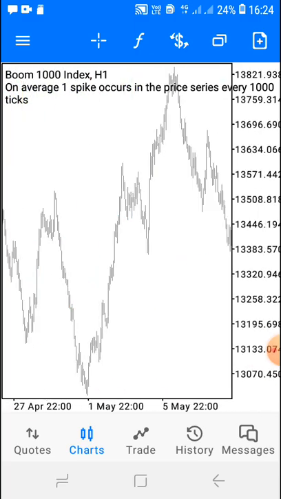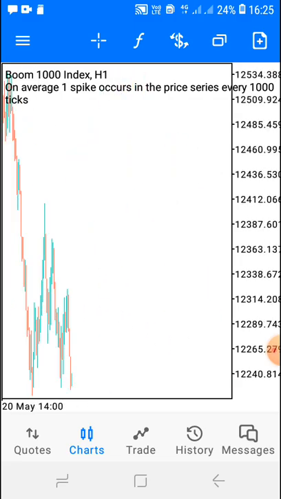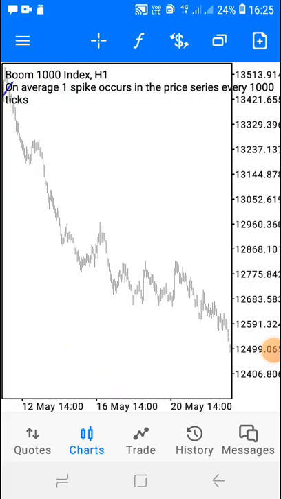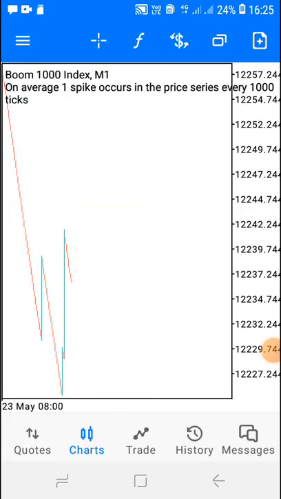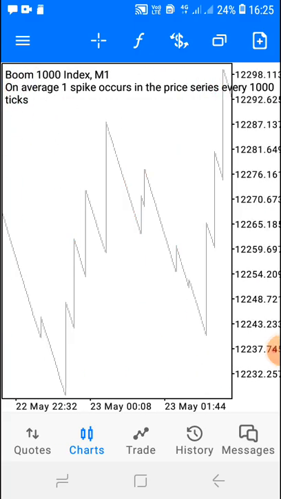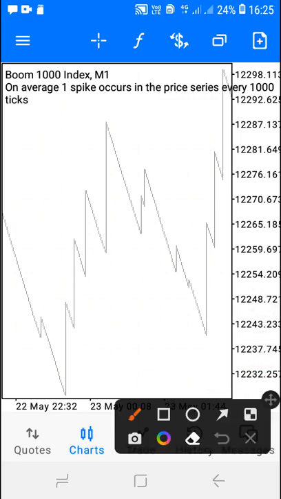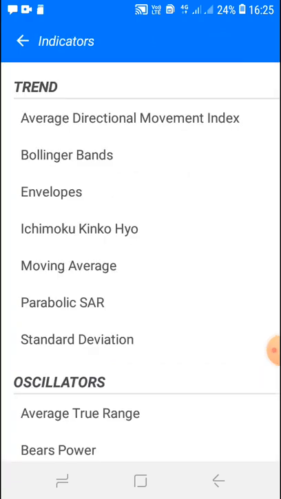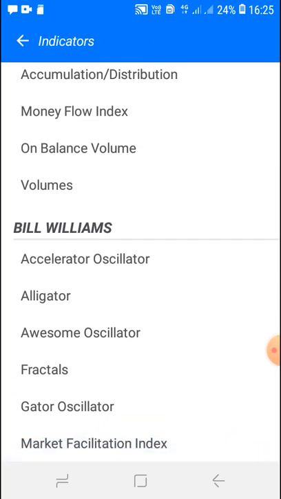Okay, so now that you know that Boom 1000 is moving in a downtrend, the next thing you're going to do is go to the 1 minute time frame. Once you're on your 1 minute time frame, you are going to click over here. To all the beginner traders, click on the F plus button. After you're on the F button, you are going to go to your RSI.